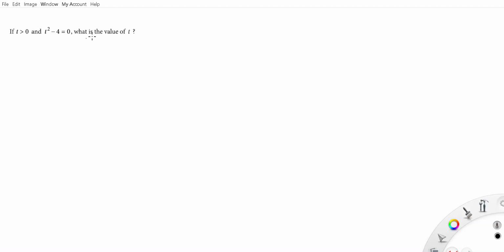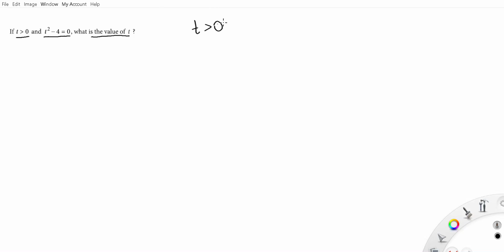What is the value of t if t is greater than 0 and t squared minus 4 is equal to 0? So there's one really important thing you want to pay attention to in this question, and it's the fact that they specify that t is greater than 0.